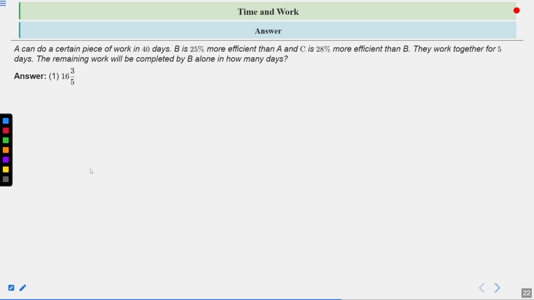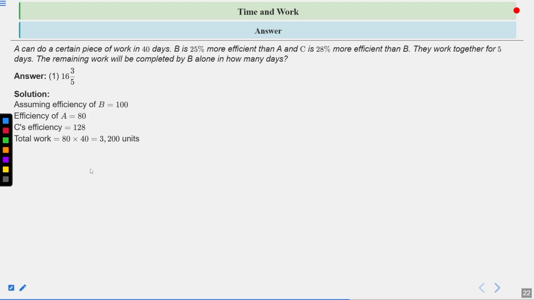So the correct answer of this question is the first one, which is 16 and 3 by 5 days. Now see the detailed solution of this question. Assuming the efficiency of B is 100, we can say that the efficiency of A is 80 units and the efficiency of C is 120 units, 28 units.